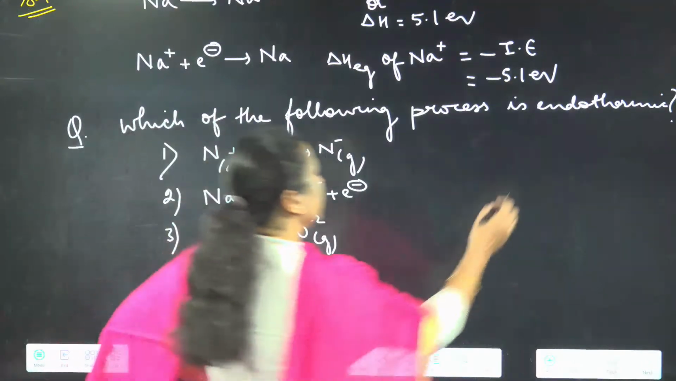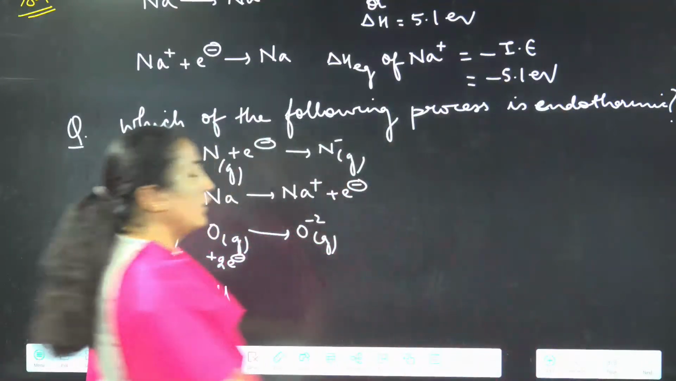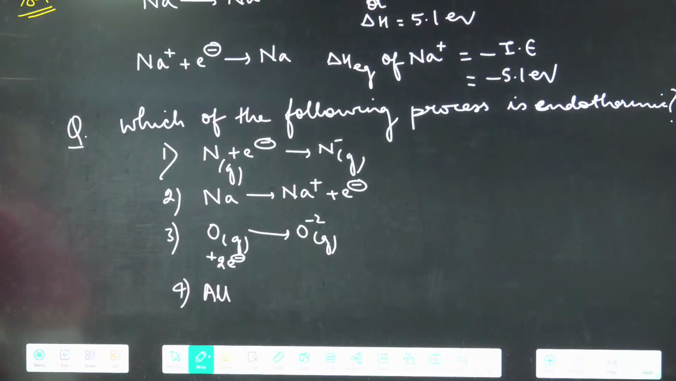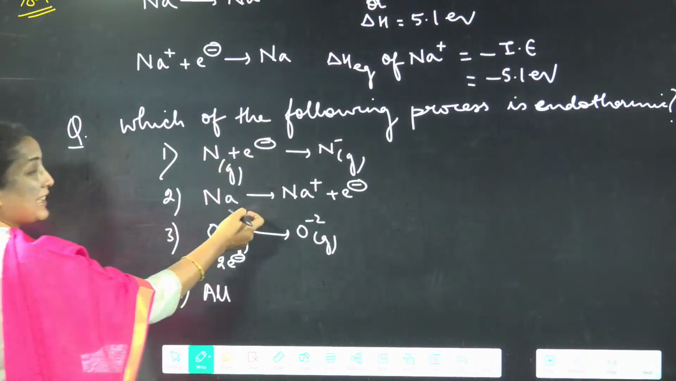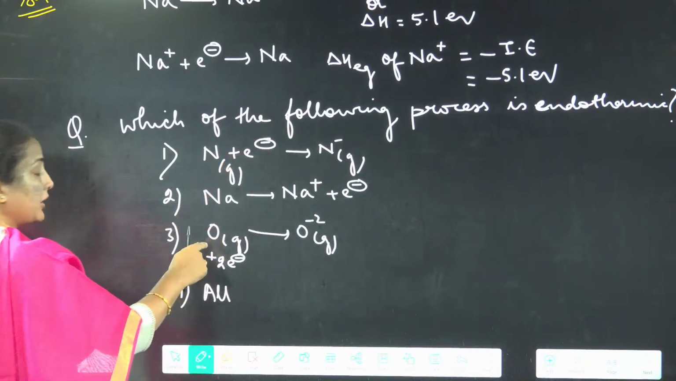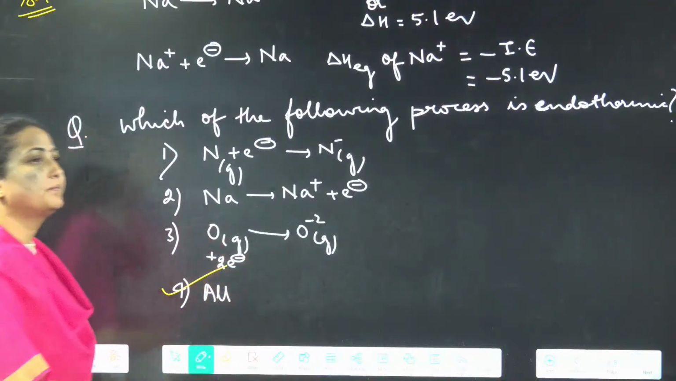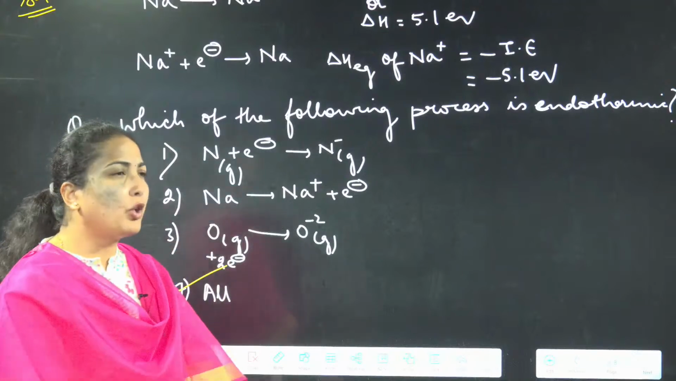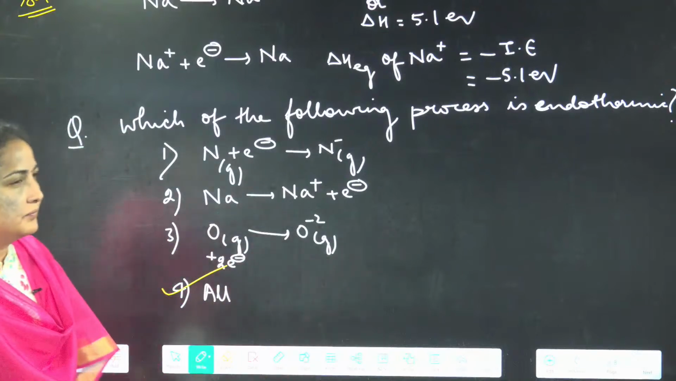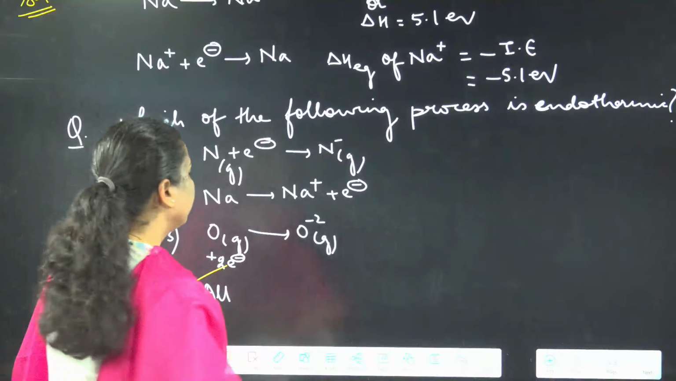Endothermic, I have asked you here. So in all of them, definitely this is also endothermic, this is ionization energy, this is also endothermic. This is overall, it will be endothermic only, so it has to be all, right? Similarly, they can ask you which of the following processes are exothermic, right? Okay, so with this we finish off the electron affinity.